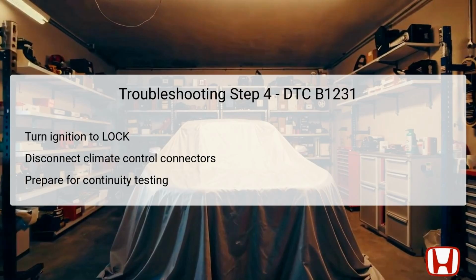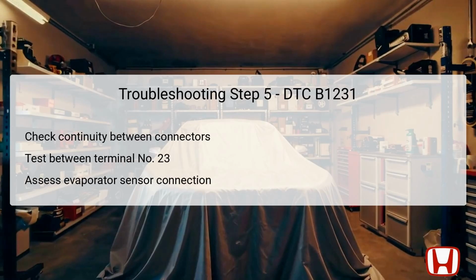After turning the ignition off, proceed to disconnect the climate control unit, specifically focusing on connectors A, 28P, and B, 12P. This disconnection is vital as it prepares the vehicle for continuity testing, helping to determine if there is a fault within the wiring from the climate control unit to the evaporator temperature sensor. It is essential to proceed carefully, handling the connectors gently to avoid damaging any pins or terminals, as integrity at this stage is crucial for accurate testing.